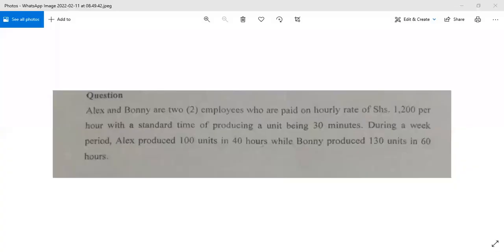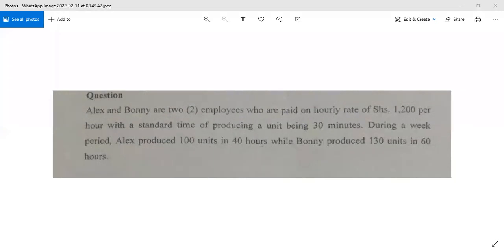So we're having Alex and Bonnie, two employees who are paid on an hourly rate of 1,200 per hour. So that's the rate. And they're saying the standard time of producing a unit is 30 minutes. So this implies that for every unit you have 30 minutes standard. And then they're saying during a week period, Alex produced 100 units in 40 hours, while Bonnie produced 130 units in 60 hours. And when you summarize that information, what you have in the end will be this.